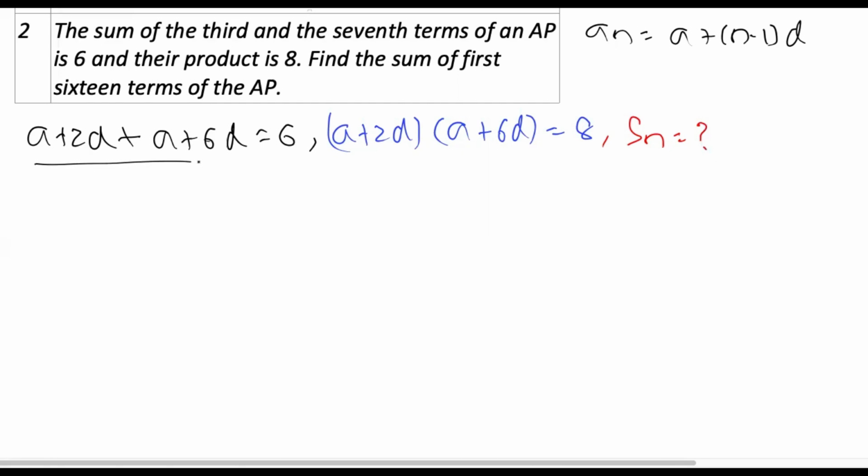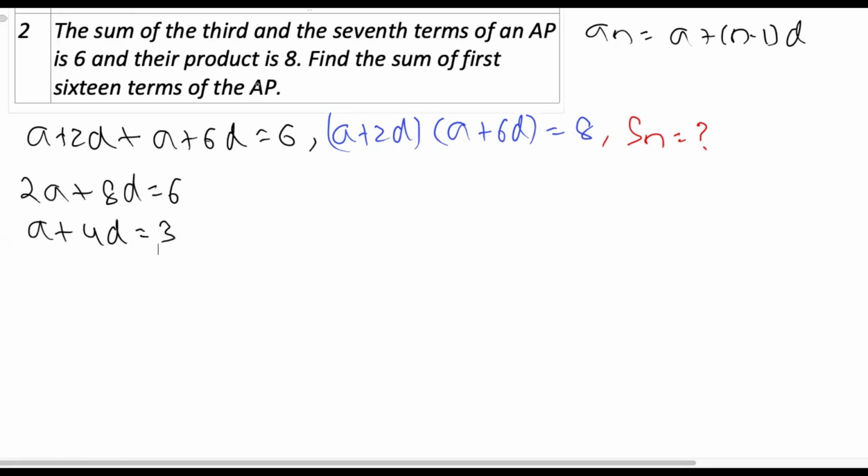Now first we are going to simplify this part of the equation. So a plus a is 2a, that is 2a plus 2d plus 4d, which is 6d, is equal to 6. Now I'll simplify further by taking 2 as common. Right, we got one relation.